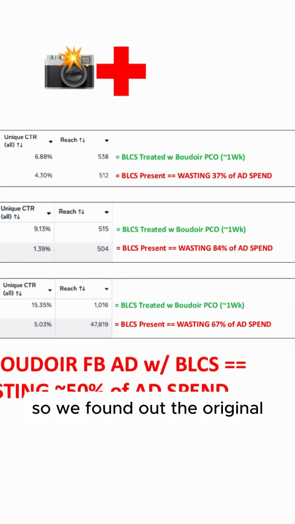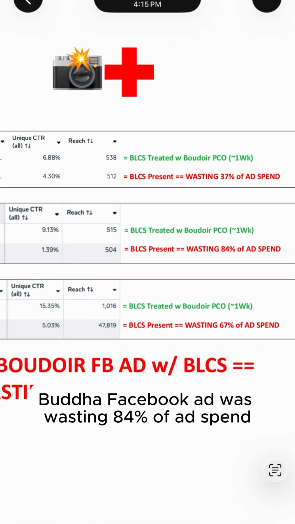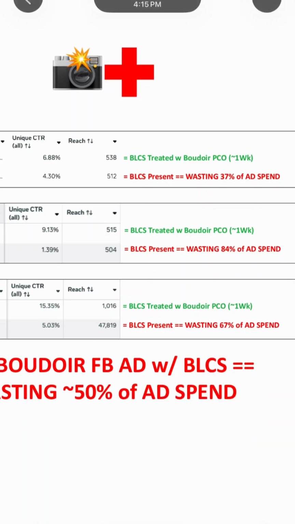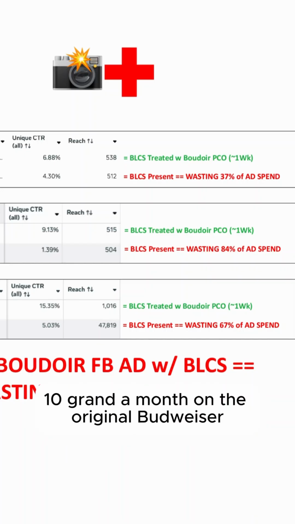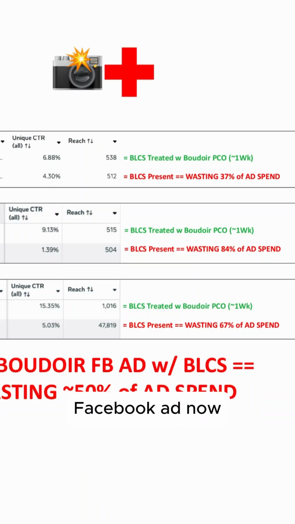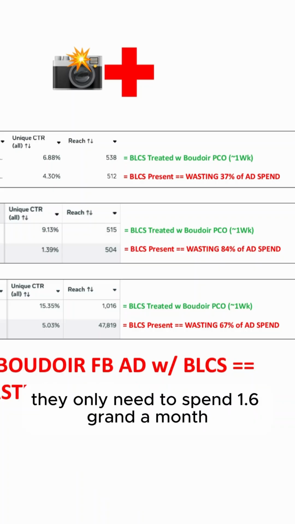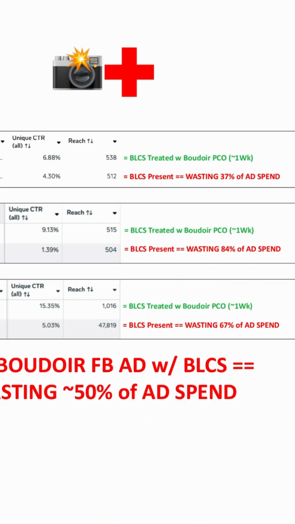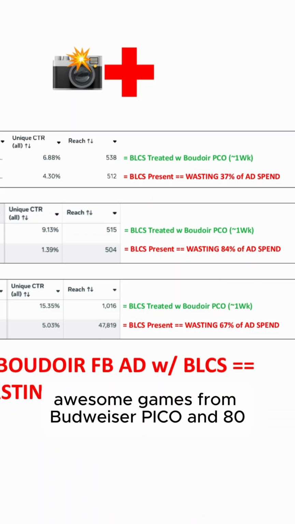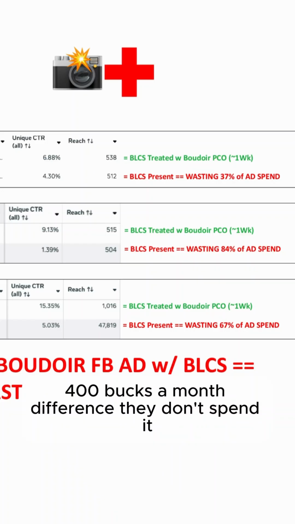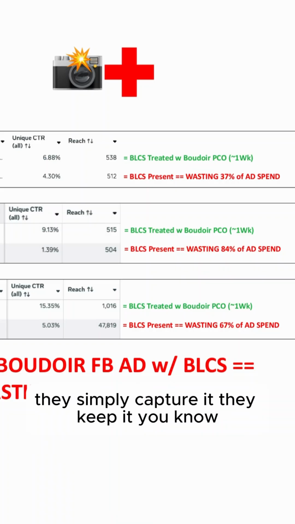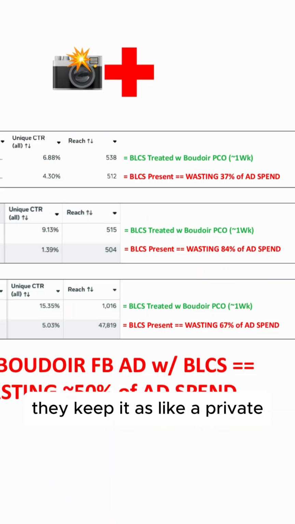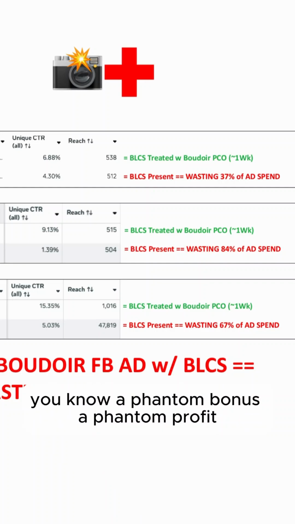So we found out the original Boudoir Facebook ad was wasting 84% of ad spend. So if they're spending 10 grand a month on the original Boudoir Facebook ad, now they only need to spend 1.6 grand a month on the Boudoir Pico treated ad to get it into the same number of women's brains. Awesome gains from Boudoir Pico. And the 8,400 bucks a month difference, they don't spend it. They simply capture it. They keep it as a private phantom bonus, a phantom profit.